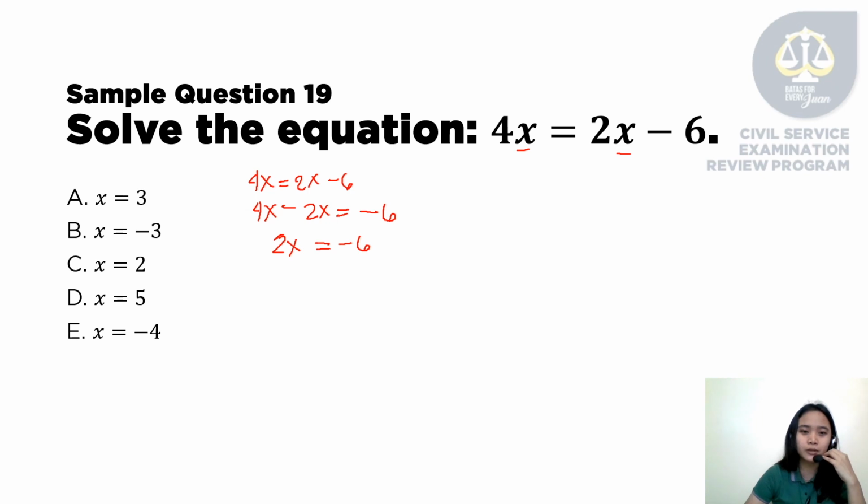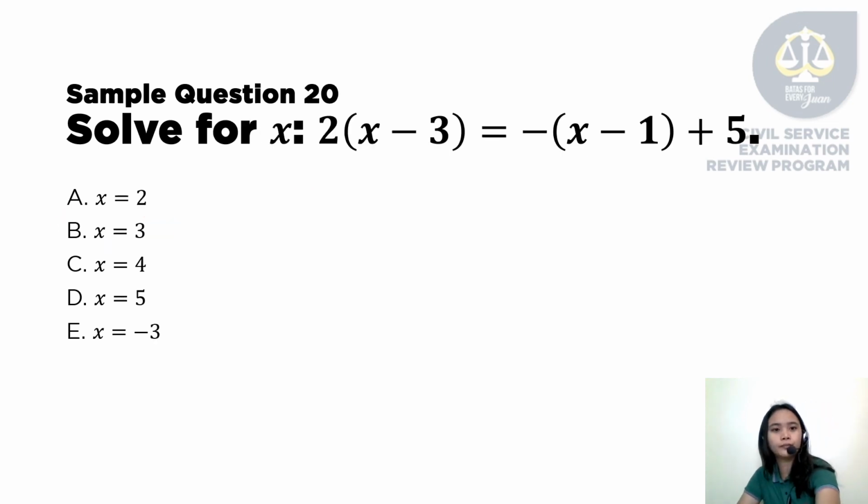And then, solving for x, obviously, para matanggal yung constant natin, divide natin both sides by 2. That is, this implies na meron tayong x is equal to -6 over 2 or -3. And x is equal to -3, yan yung letter B.